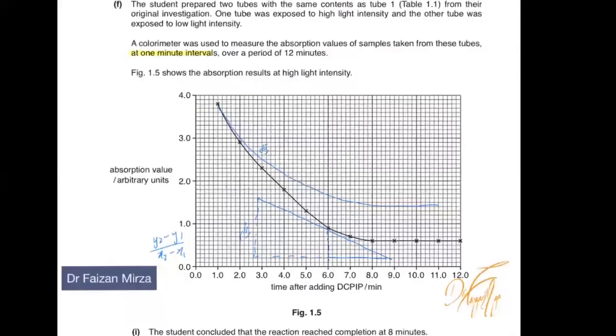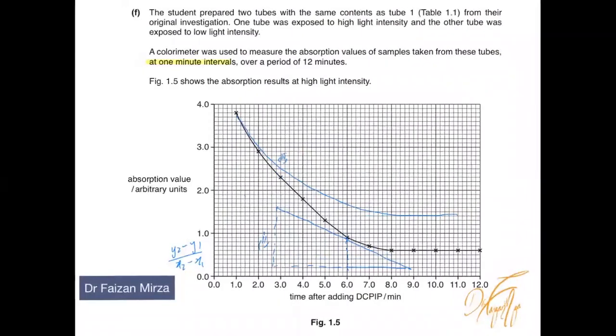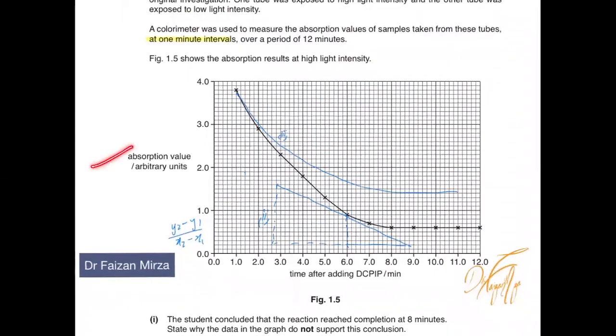The student prepared two tubes with the same contents as tube 1 in table 1.1 from the original investigation. One tube was exposed to high light intensity, the other tube was exposed to low light intensity. Colorimeters were used to measure the absorption values of samples taken from these tubes at 1 minute intervals over a period of 12 minutes. So the absorption value was taken at 0 minute, then at 1 minute, then 2, 3, 4, keeping the 1 minute interval constant for 12 minutes.